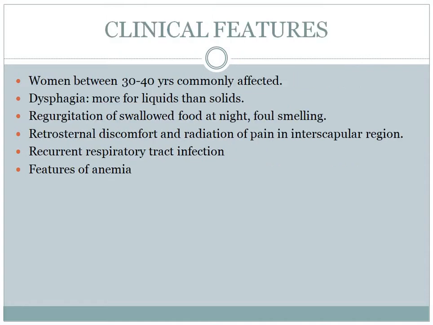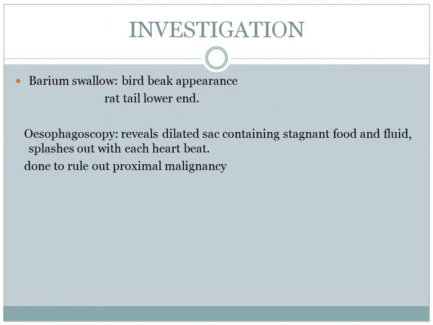The clinical features: women between 30 to 40 years are commonly affected. Dysphagia is more for liquids than solids, with regurgitation of stagnant food at night, foul smelling, retrosternal discomfort, and radiation of the pain to the interscapular region. Recurrent respiratory tract infection and features of anemia. Investigation is a barium swallow. We can see the bird beak appearance, the rat tail in the lower end.